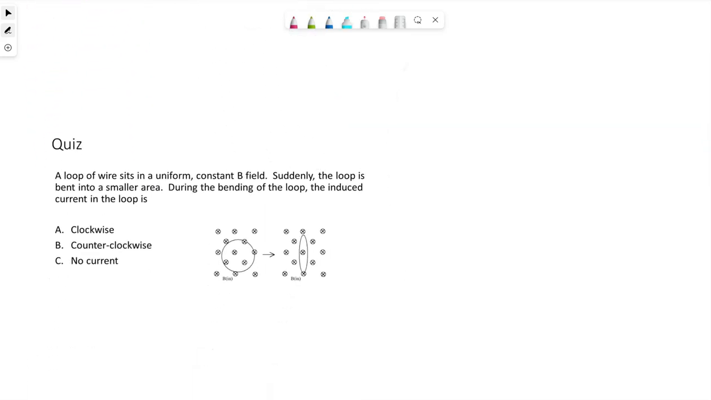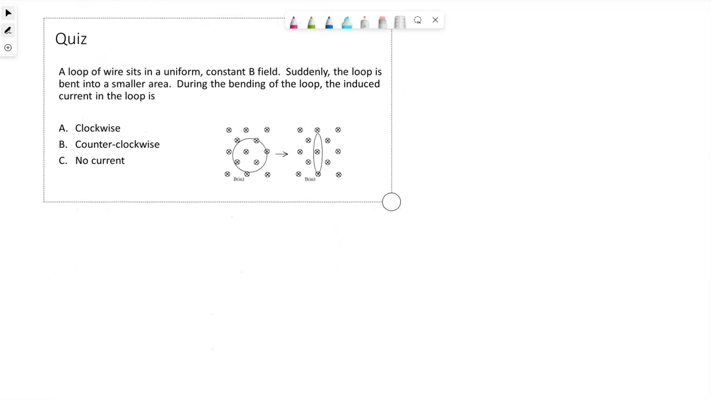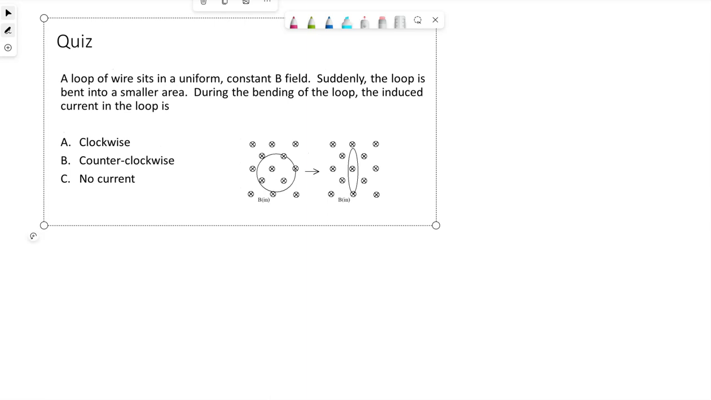Here is another question. It's a little bigger so you can see the picture better.